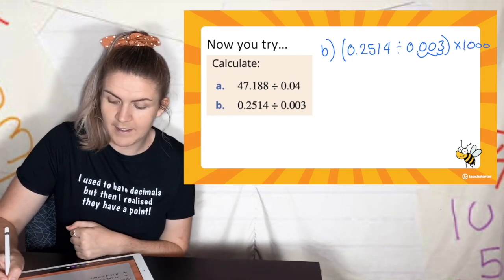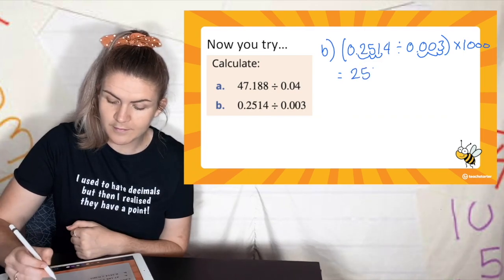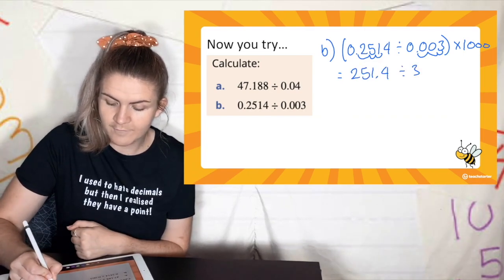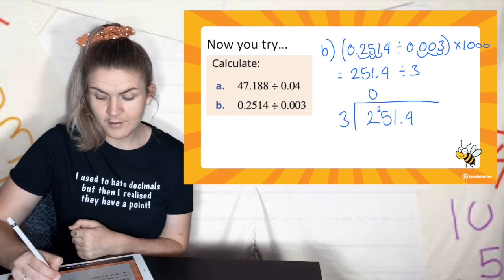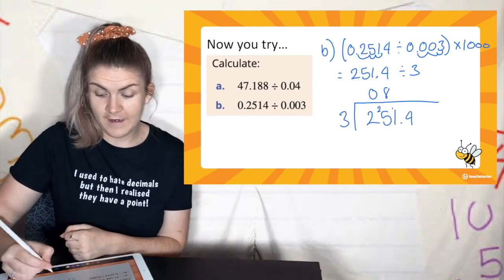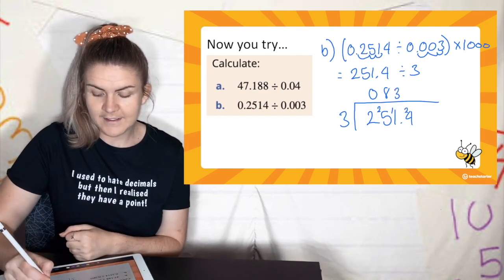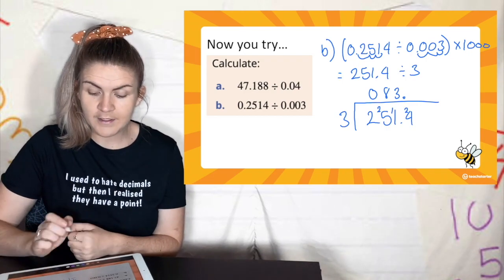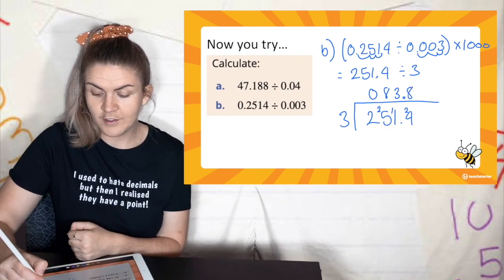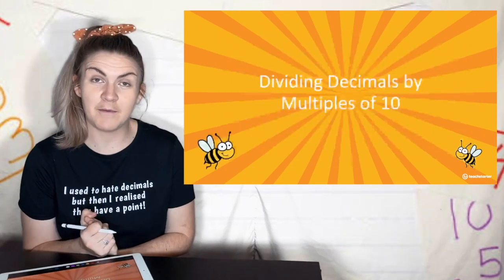So I'm timesing by 1,000. Going to multiply them both by 1,000. 1, 2, 3. 251.4 divided by 3. 3 into 2 goes 0, 2 left over. 3 into 25 is 8 with 1 left over. 3 into 11 is 3 with 2 left over. Decimal point, so I'm putting a decimal point. 3 into 24 goes 8. 83.8. Let's look at dividing decimals by multiples of 10.